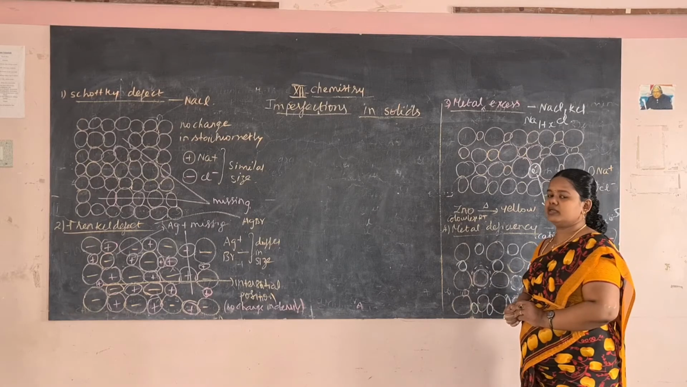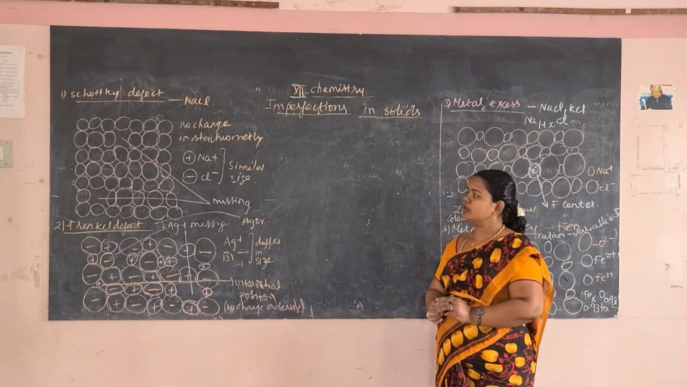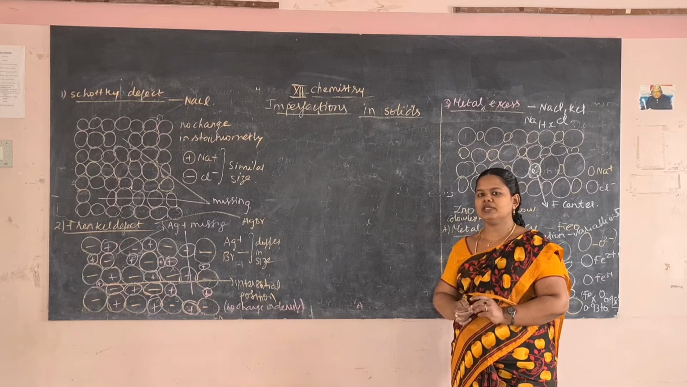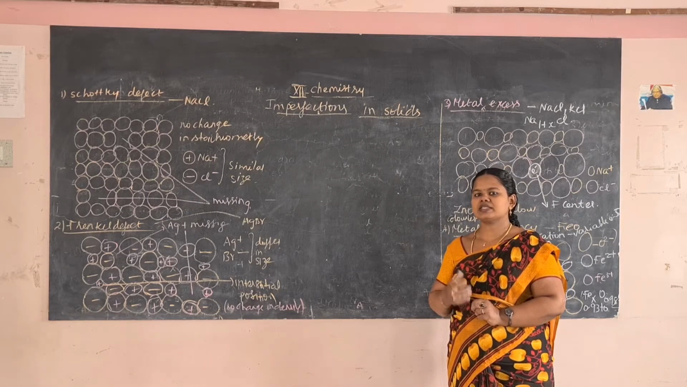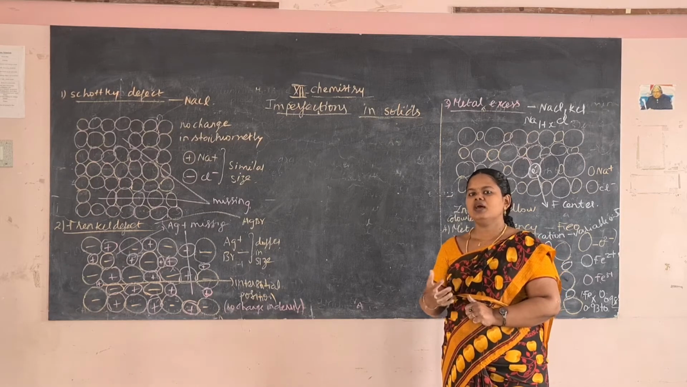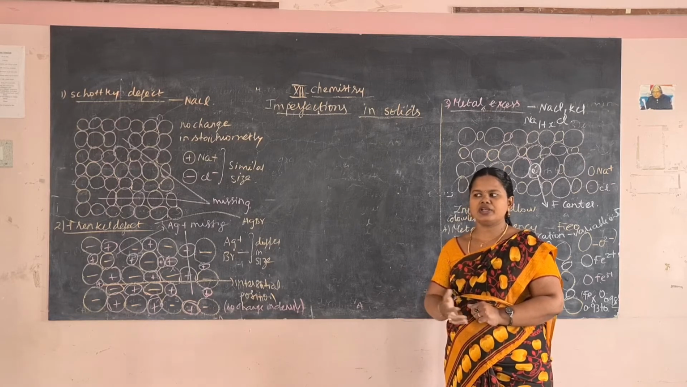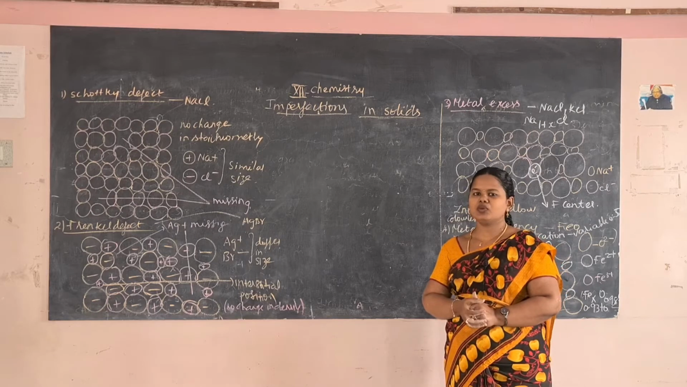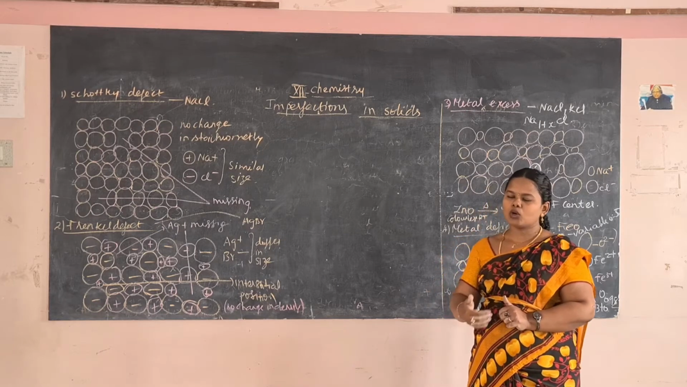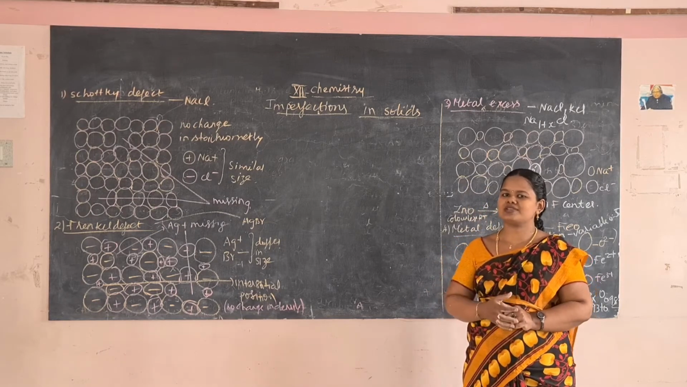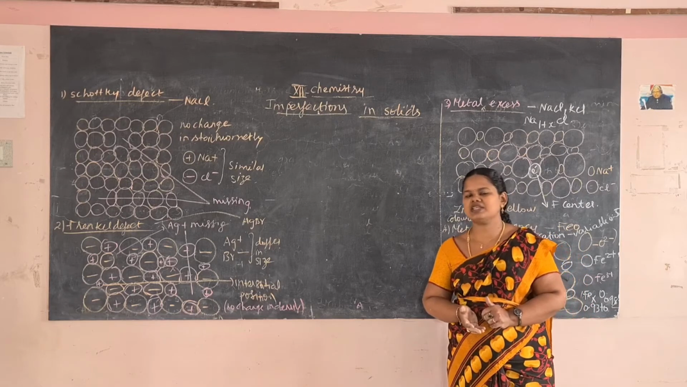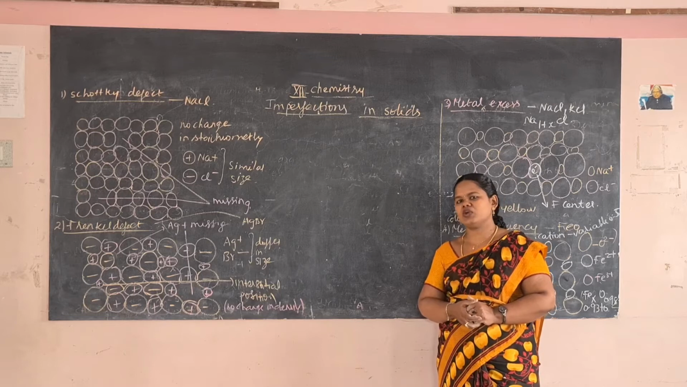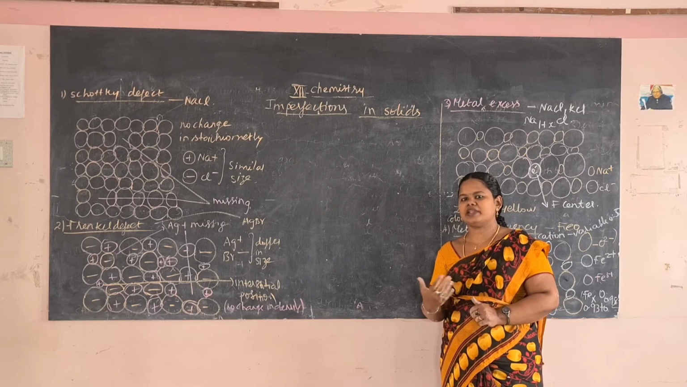Good morning to everyone. Today we'll learn about imperfections in solids. Already we have learnt about the different types of solids, the different terms used in solid state, that is edge length, crystallographic axis, how to calculate the density of the unit cell, and the types of cubic unit cell, that is SC, BCC, face centered cubic unit cell, and the number of atoms present in SC, BCC and then FCC.